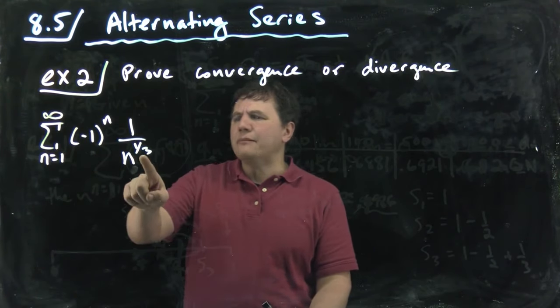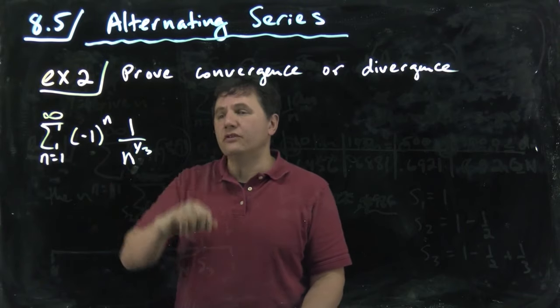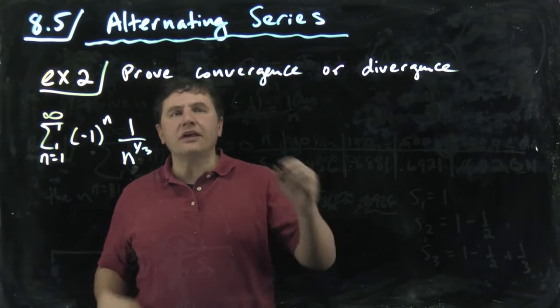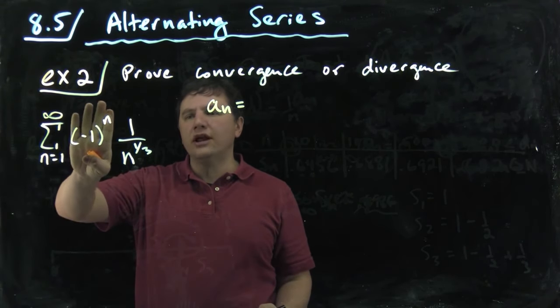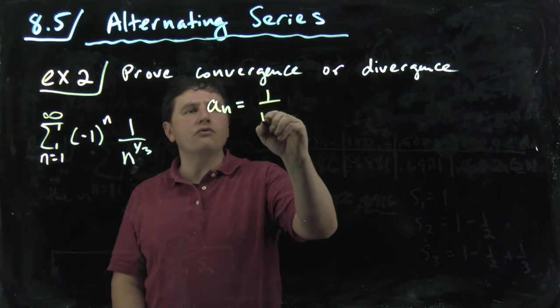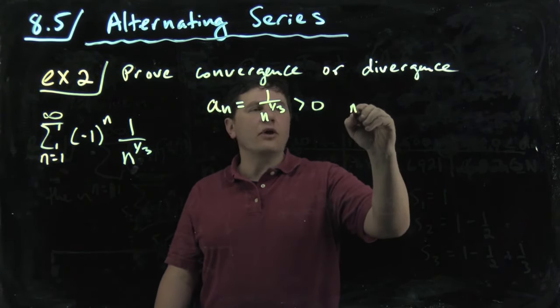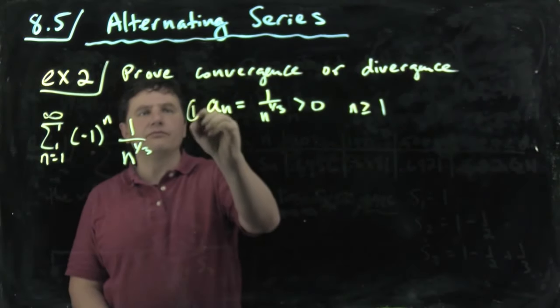Right off the bat, and by the way, without the alternator this thing would diverge because of the p-series, p is less than 1. So basically all I do is this. I say my a sub n, which is equal to the non-alternating part, 1 over n to the 1/3, is greater than 0, at least for n greater than or equal to 1. So that's the first thing.